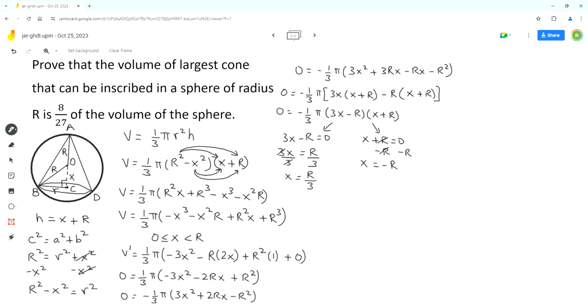The second solution lies outside the domain we found for x, so it's an invalid solution. So the only valid solution is x equals r over 3. Now we can use the first derivative test to check whether the volume is maximum at x equals r over 3. So for that we can use the number line method.